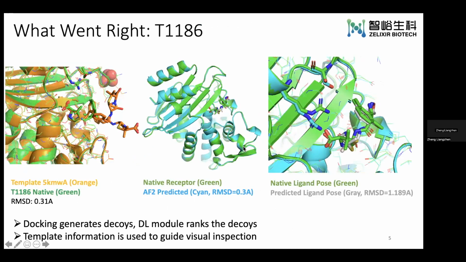Next, I will give some examples about the right predictions and the wrong predictions. So for this target, T1186, the AF2 predicted structure is very high accuracy. You can see the green color is the native structure.